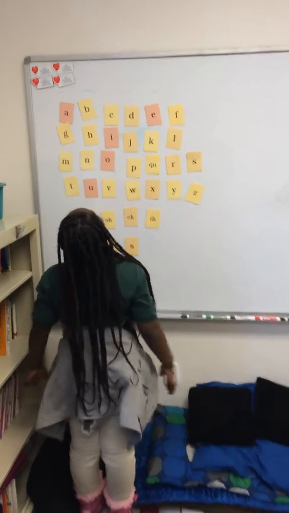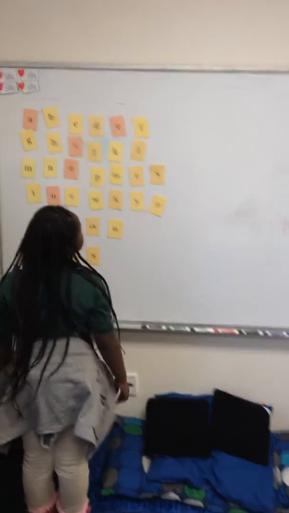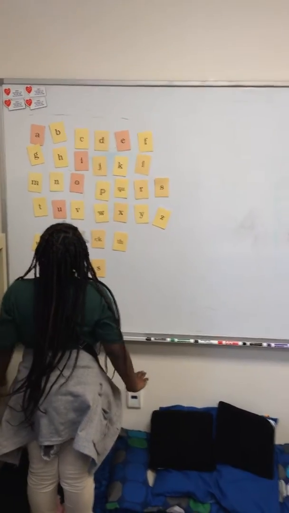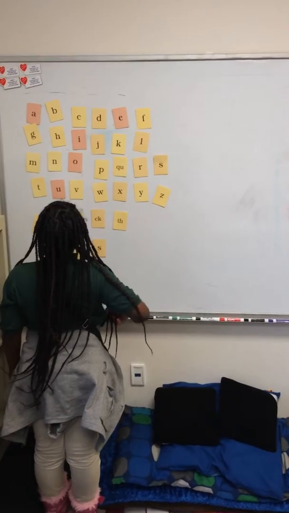We're now moving on to block 2 for spelling. When I make the sound, you are going to repeat the sound and point to the letter. We're going to start with eh. Eh? Right now? Yep.